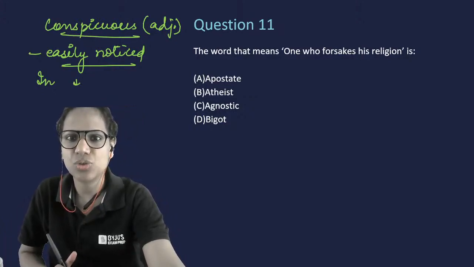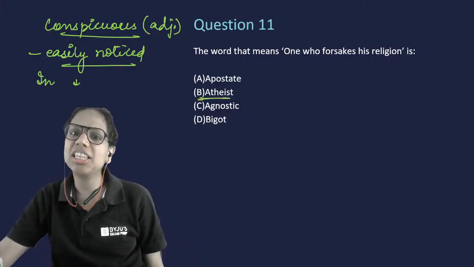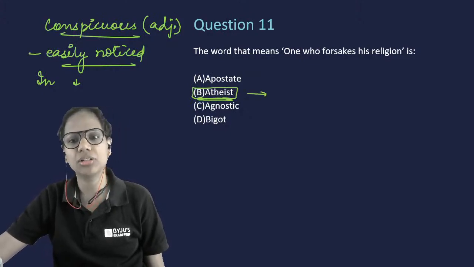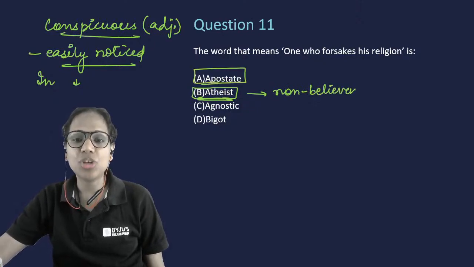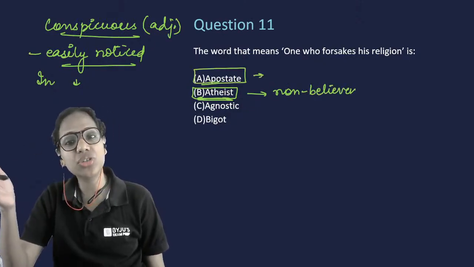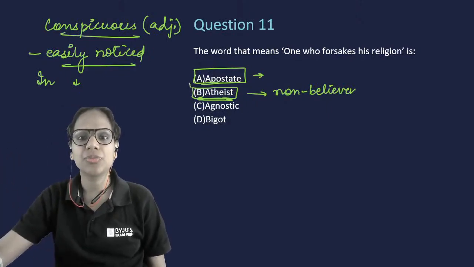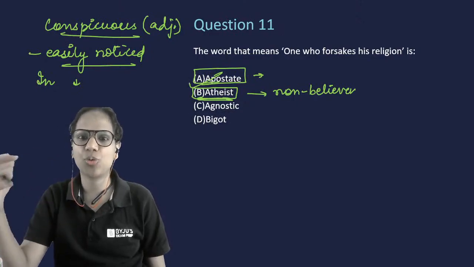One who forsakes his religion is absolutely correct. He is not an atheist. This person is not an atheist. Atheist is someone who does not believe in God. Okay, a non-believer is atheist. Apostate is someone who earlier was religious but now has abandoned his or her religion. Right? So apostate. And it has a negative connotation attached to it. Does not have a positive connotation.